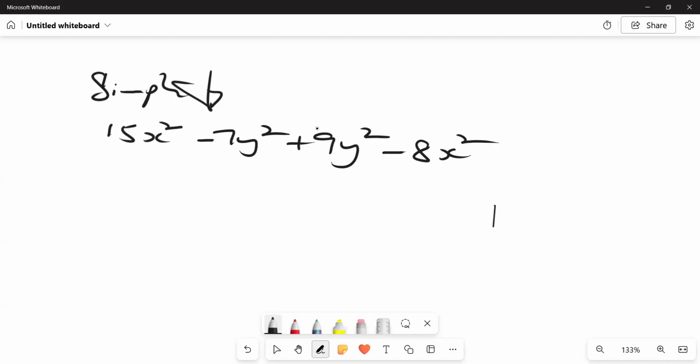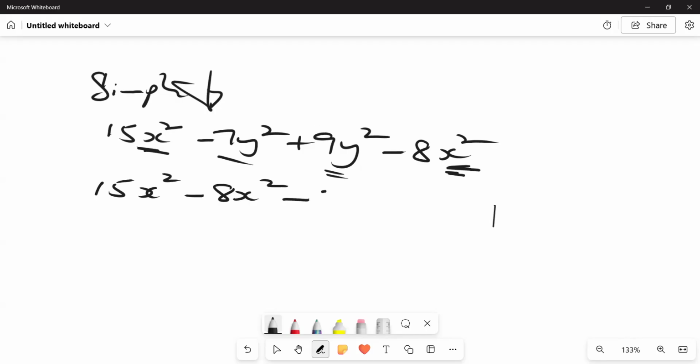What you're looking for though is the terms that are similar. That's what you're looking for. So here you're seeing an x squared term. There's one here. These are not x squared terms, they're y squared terms. So if you want, you can group them up together like this.